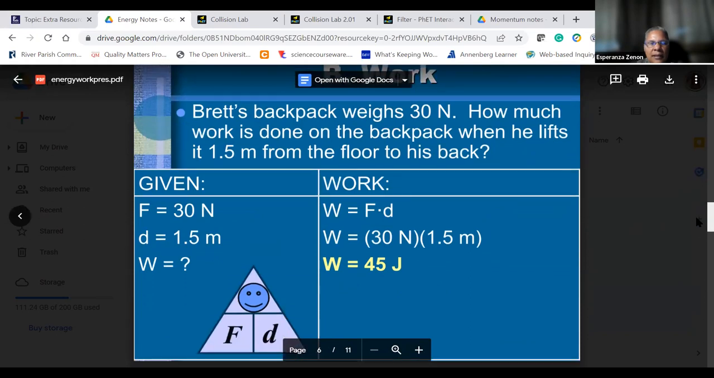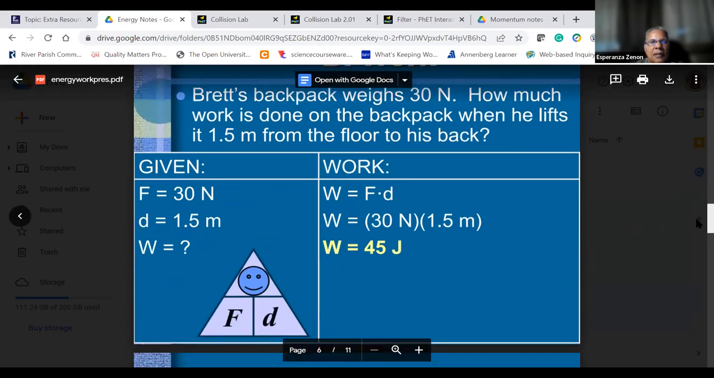All right. So I like this because there are some sample problems. It says Brett's backpack weighs 30 newtons. How much work is done on the backpack when he lifts it 1.5 meters from the floor to his back? So if he lifts up on the backpack and the backpack moves up in that same direction, work is being done. How do you get that work? Well, there's my nice pyramid. I multiply force times distance: 30 newtons times 1.5 meters, 45 joules. Not 45 newton meters, 45 joules.